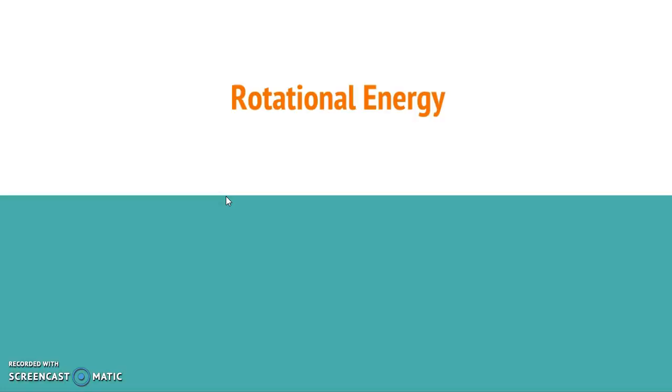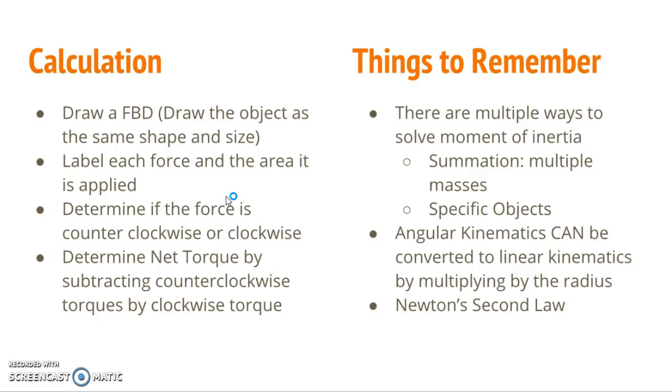Alright, so our second topic is going to be rotational energy. For rotational energy, there's a lot more you basically need to know. For calculations, you're going to do exactly what you did in the last one. You're going to draw your free body diagram, but this time make sure you label each force where it is applied to the object, and make sure you get the object's specific shape.